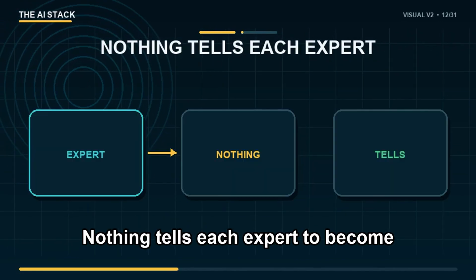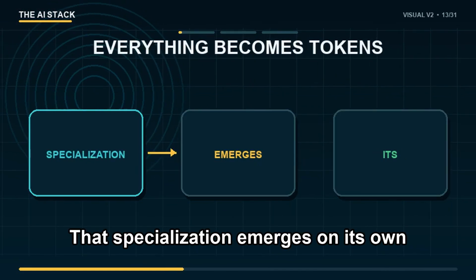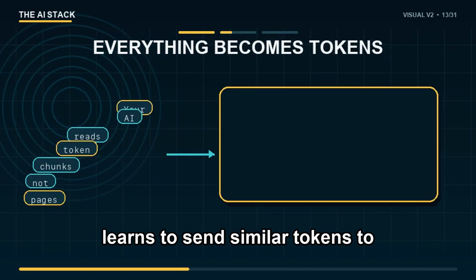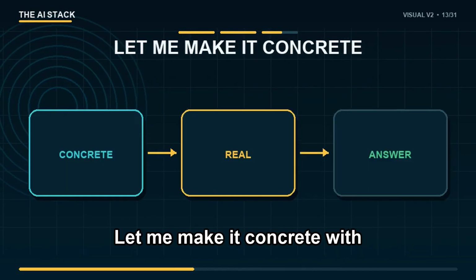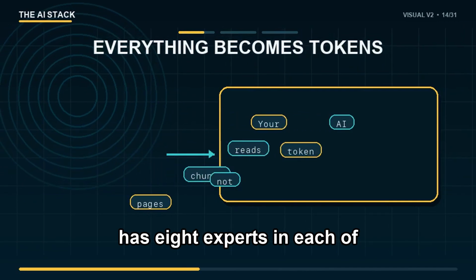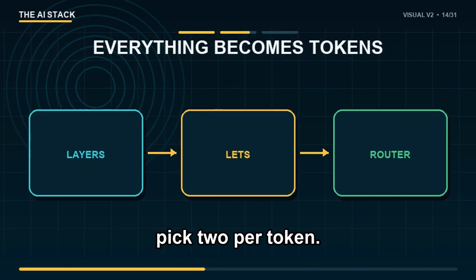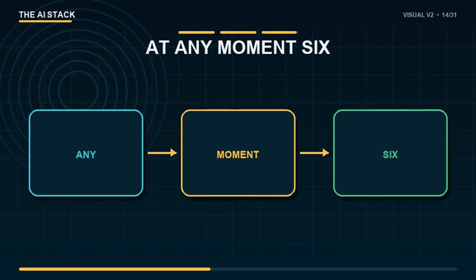Nothing tells each expert to become the grammar expert or the Python expert, by the way. That specialization emerges on its own during training, as the router gradually learns to send similar tokens to the same places. Let me make it concrete with real models. Mixtral from the French lab Mistral has 8 experts in each of these layers and lets the router pick 2 per token. So at any moment, 6 of its 8 experts are sitting idle.